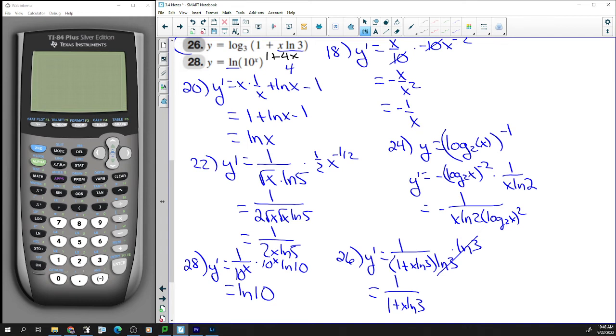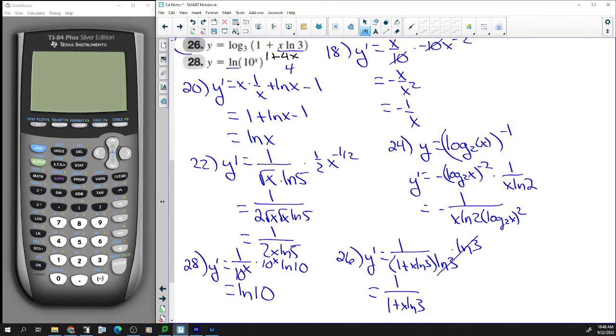But natural log is a log, and 10 to the x is an exponential. So they don't quite cancel each other out. They're not quite inverses. They're different bases. But they kind of cancel each other out in a way because the derivative ends up just being a constant. There's no variable in there anymore. Which is kind of interesting.